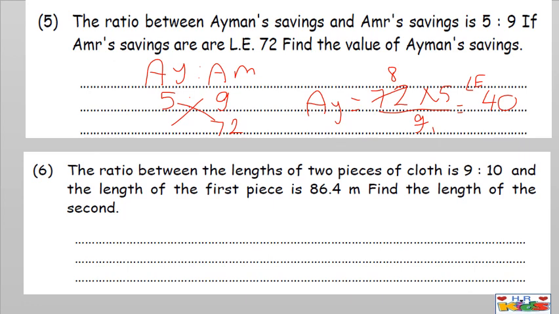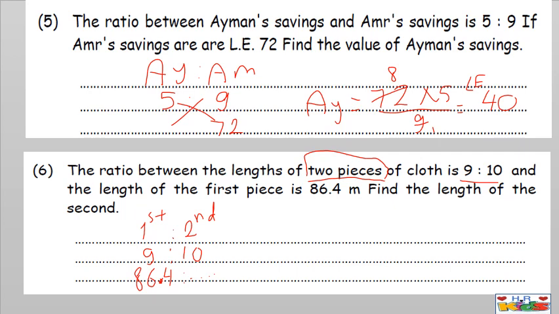Question number 6. The ratio between the lengths of two pieces of clothes is 9 to 10. The question doesn't name the two pieces, so we can call them first and second. The first is 9 and the second is 10. The length of the first piece is 86.4 meters, so we write it under the first, not the second. Find the length of the second.